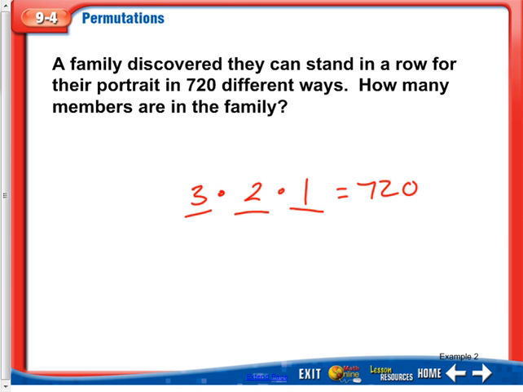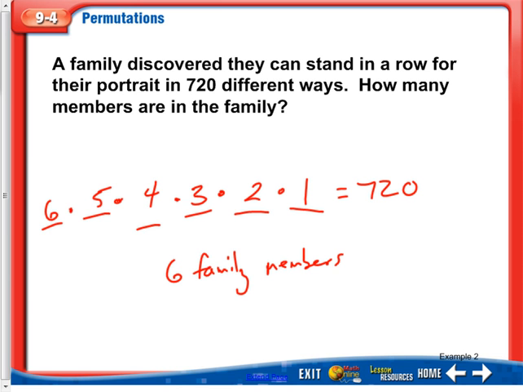If I do 3 times 2 times 1, that equals 6. So I'm not there yet. So I'm going to do times 4. 4 times 3 times 2 times 1 equals 24. So now I'm going to do times 5, and that equals 120. So now I'm going to try times 6, and now that equals 720. So how many members are in the family? There are 6 family members.